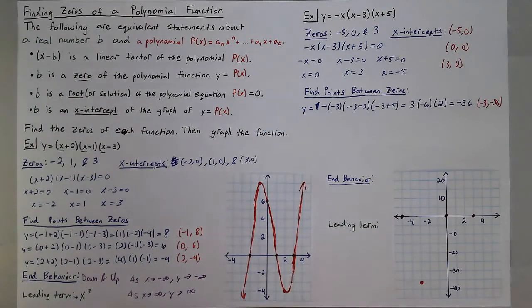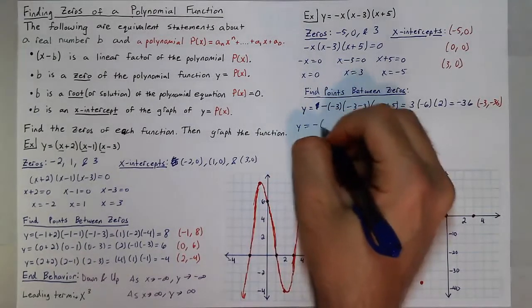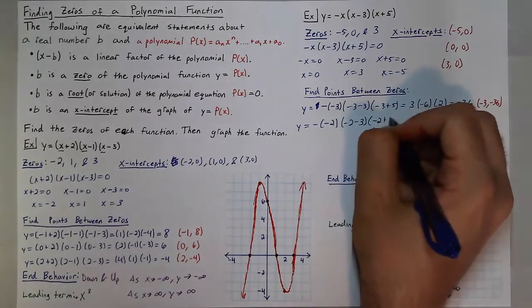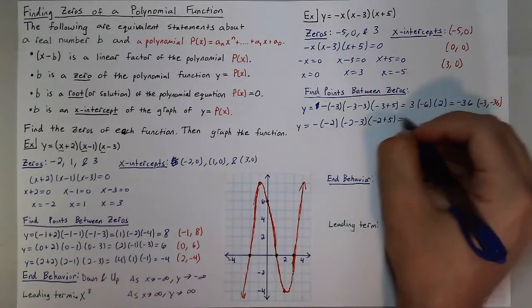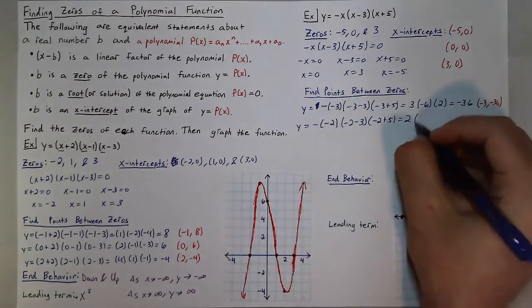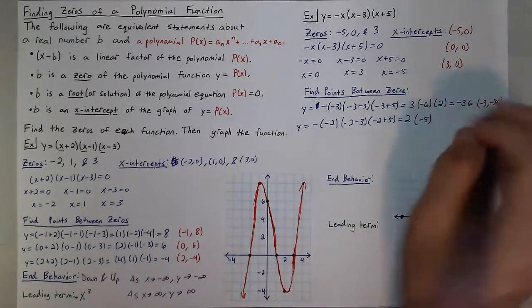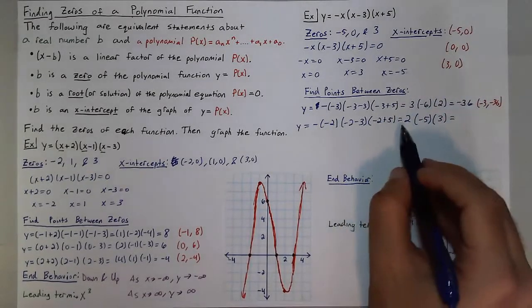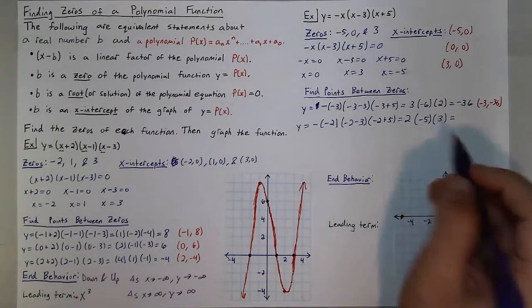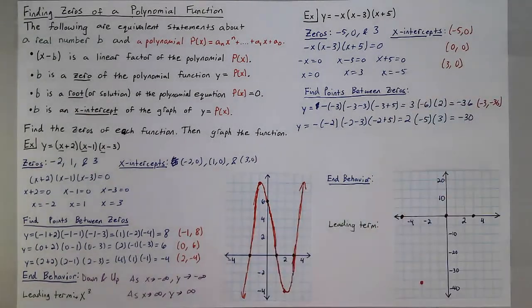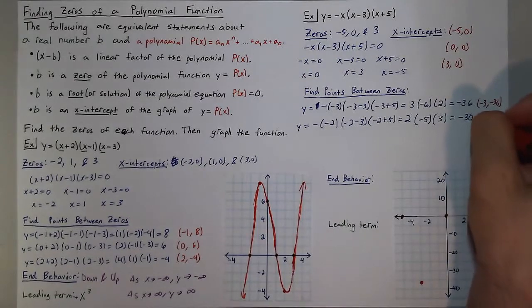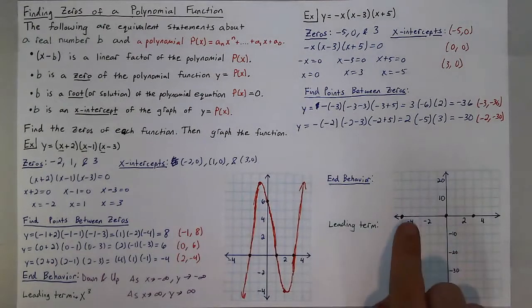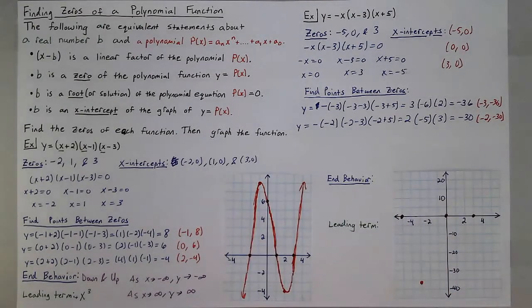Let's plug in negative 2. So y is equal to negative of negative 2 times negative 2 minus 3 times negative 2 plus 5, which gives me a positive 2 for that negative of negative 2 times negative 5 times negative 2 plus 5, which is 3. So negative 2 times 2 times negative 5 is negative 10 times 3 is negative 30. So I have another point at negative 2, negative 30. And again, you are allowed to also plug in negative 4 and negative 1. I'm just trying to save a little bit of time.